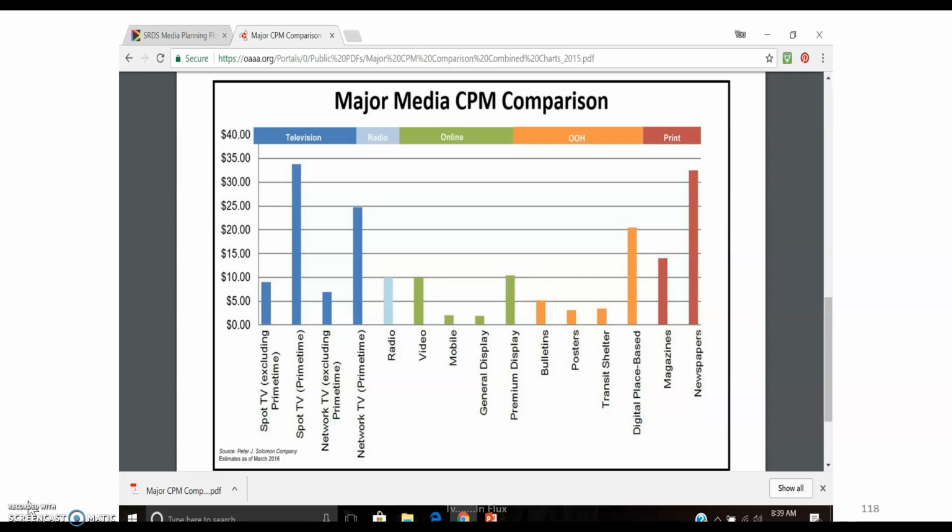Television's on the left, and the dollars are going up and down vertically. Primetime, of course, primetime spot TV is the most expensive in terms of CPM. Network TV excluding primetime can be pretty cheap, and network TV primetime is also very expensive on a CPM basis. So overall, I think we could say TV's on the expensive side, as we've been saying, not just to produce the ads, but actually on a CPM basis also.